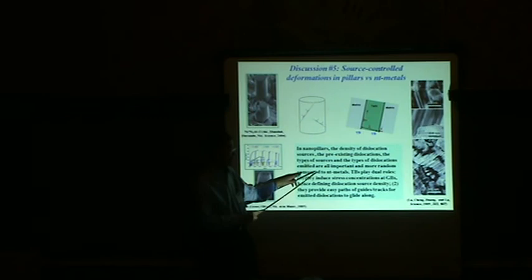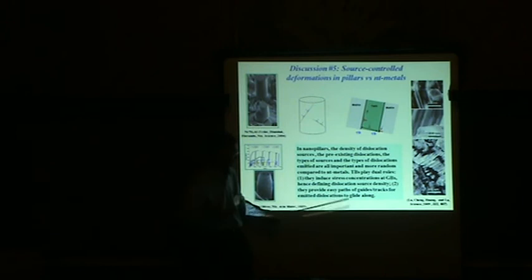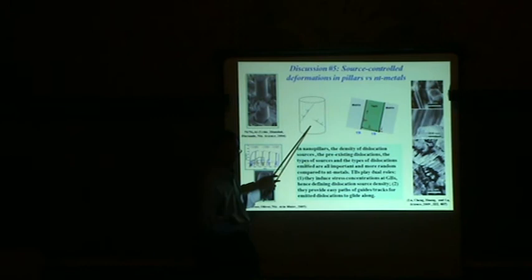Twin boundaries, in this case, play dual roles. First, they induce stress concentration at the boundary, hence defining the dislocation source density. So the twin boundary actually tells us what the dislocation sources are. In the pillar, we don't have that. It's all random.